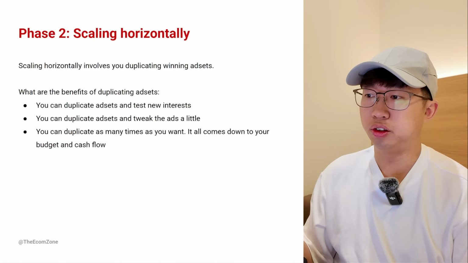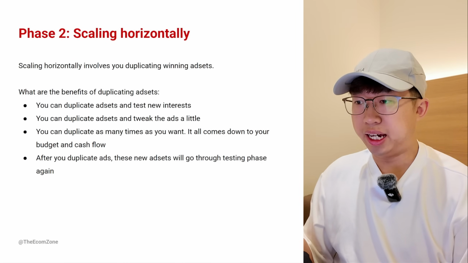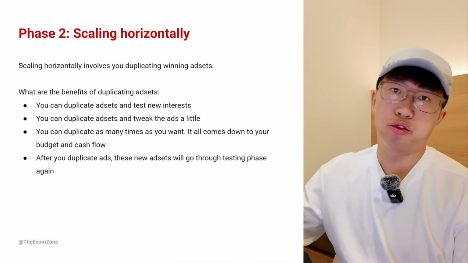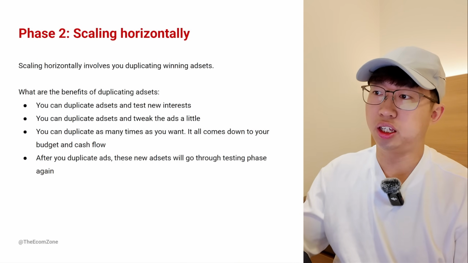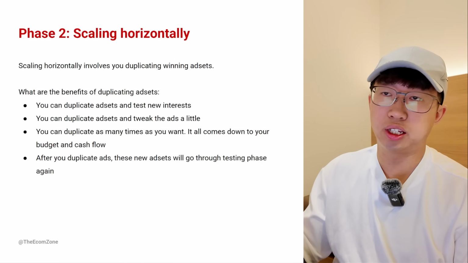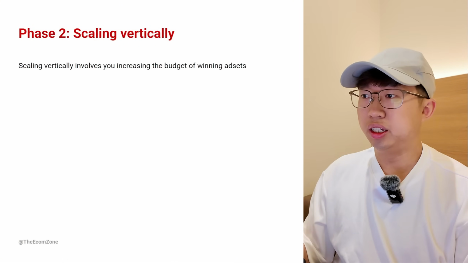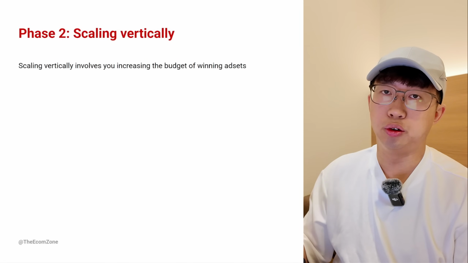It all just comes down to your budget and your cash flow. So after you duplicate ads, these new ad sets will go through testing phase again. So it'll go through phase 1 and you go through those steps. So you wait 48 hours and you see the cost per clicks, the add to cart rates, etc. Next is scaling vertically. And this is simply you increasing the budgets of winning ad sets over time.